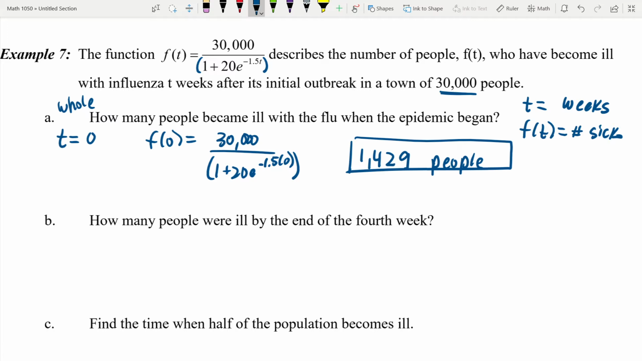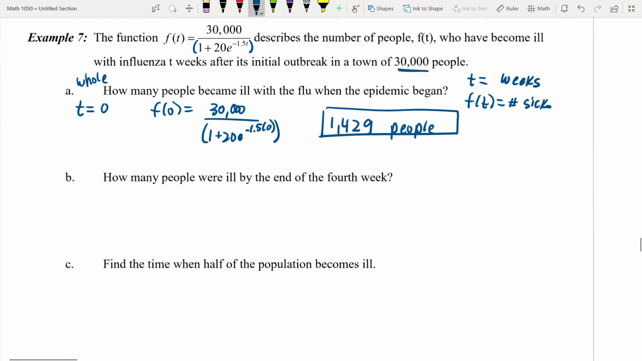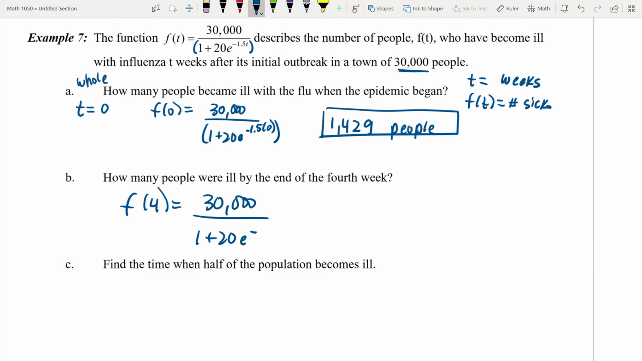Question B. How many people were sick by the end of the 4th week? Everybody tell me where I put my 4. T or F of T? T. So this is an easy one. This is a calculator problem. So everybody go F of 4 is equal to 30,000 times 1 plus 20 e to the negative 0.15 times 4. Okay.